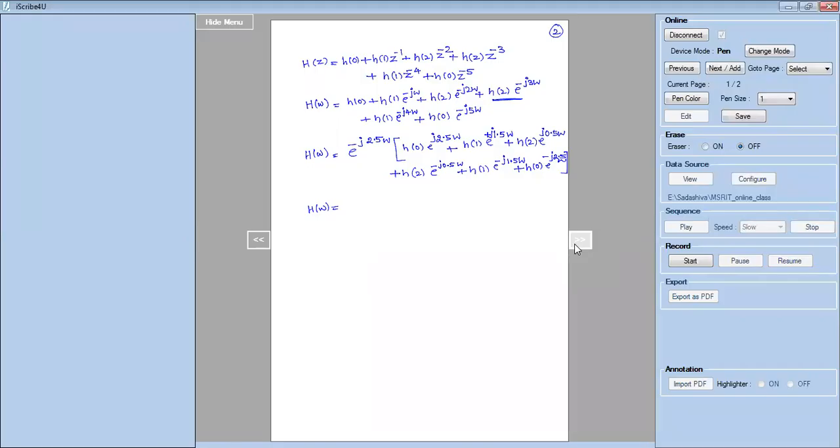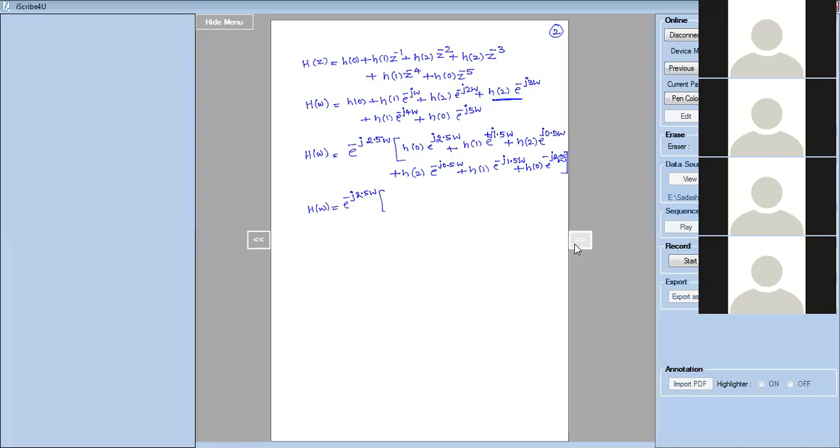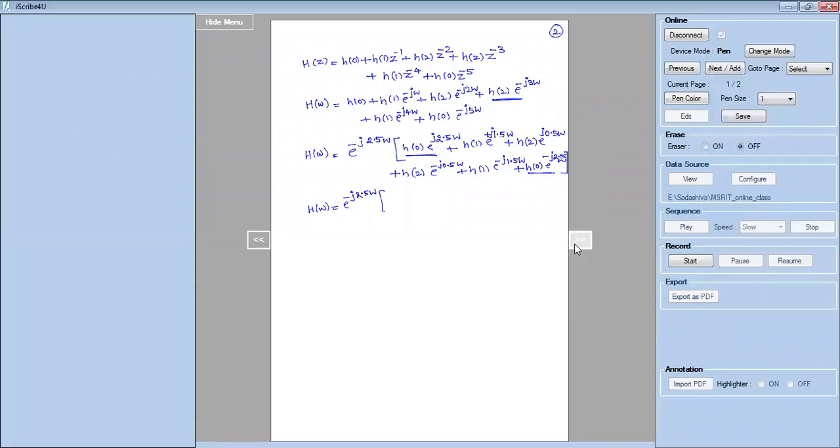So e to the power of minus j 2.5 omega into, see here, this is h of 0 into e to the power of j 2.5 omega, and this is h of 0 into e to the power of minus j 2.5 omega. Can I write it as 2 cos 2.5 omega? Can I write it as 2 into h of 0 into cos 2.5 omega?